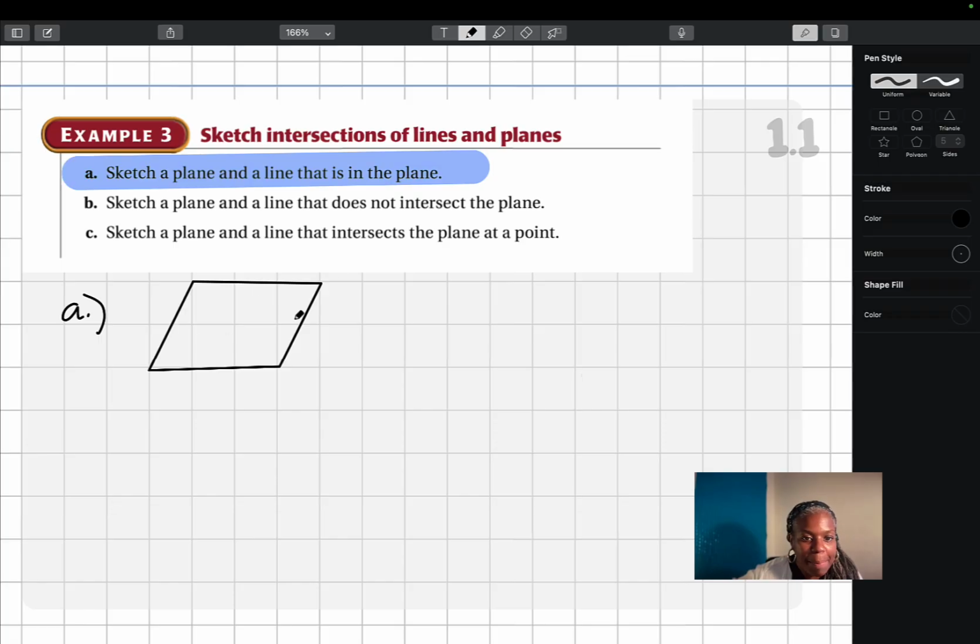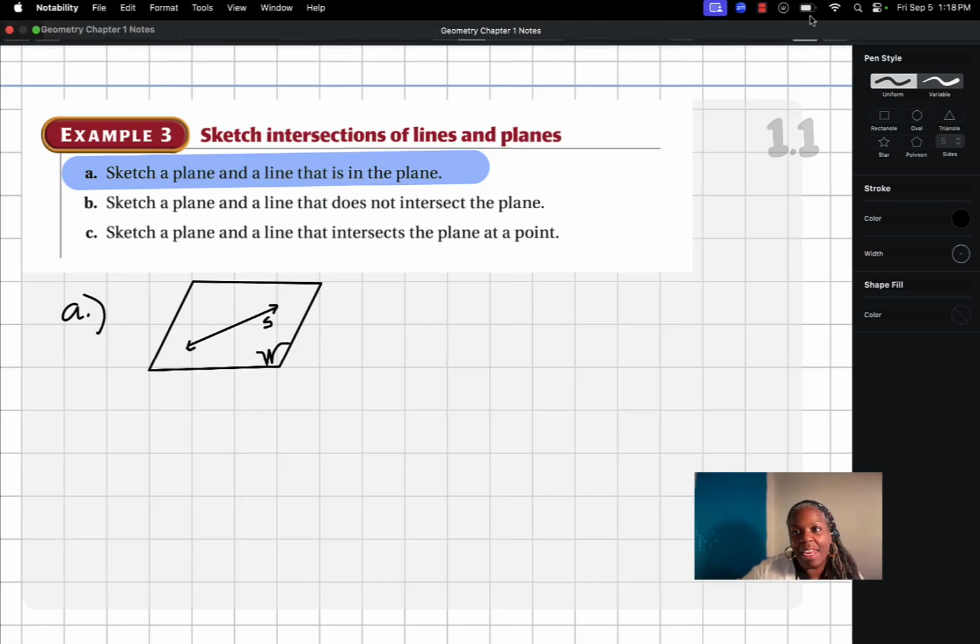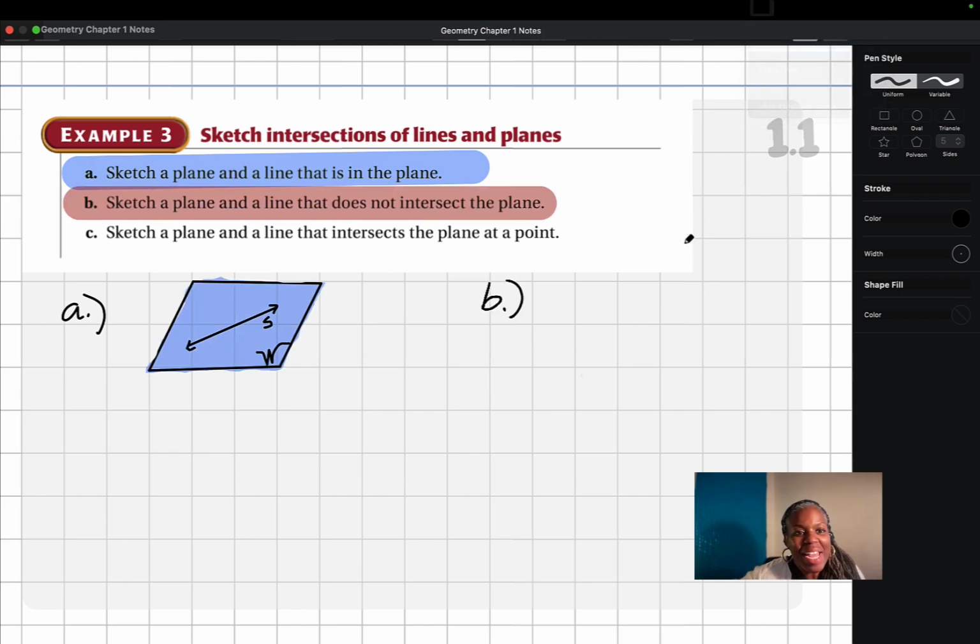So this is my plane. I can call this plane W. You didn't have to name it, but hey, why not? Miss Willis's plane. Sketch a plane and a line that is in the plane. So if the line is in the plane, it's going to be right on it, very clearly within the plane. And I'm going to call this line S. I use a lowercase letter to name a line, and I'm going to just take a moment and color it in. Let's go ahead and look at part B.